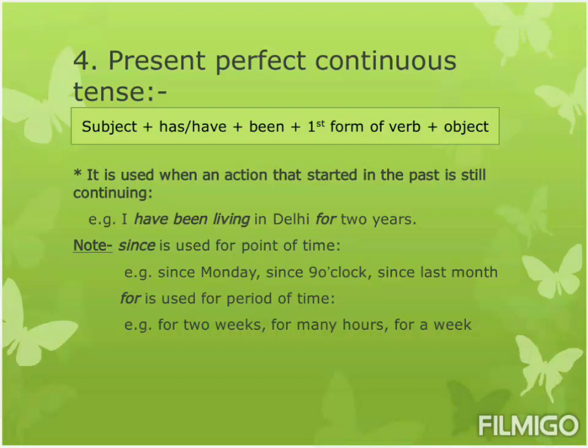It is used when an action that started in the past is still continuing. I have been living in Delhi for 2 years. I have been writing a letter since morning. Here we should remember that since is used for point of time. For example, since Monday, since 9 o'clock, since last month, since morning. While for is used for period of time. For example, for 2 weeks, for many hours, for a week, for some time.